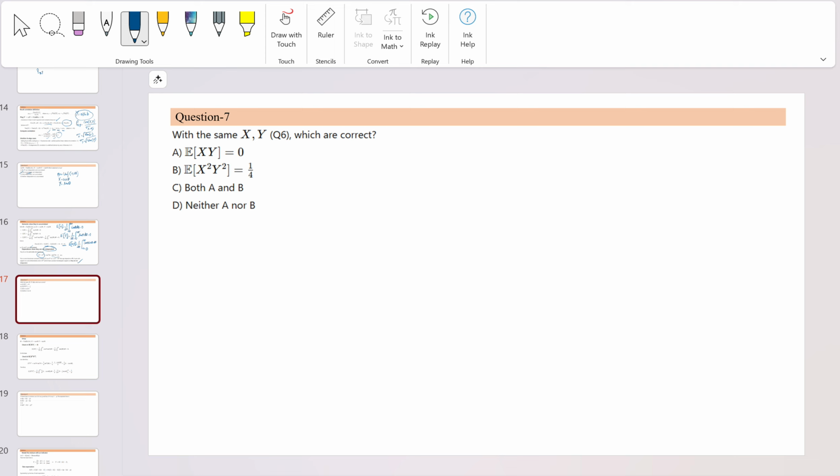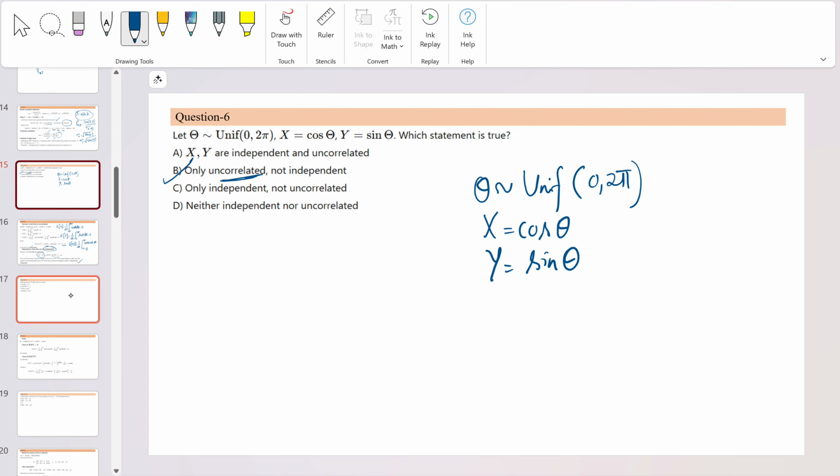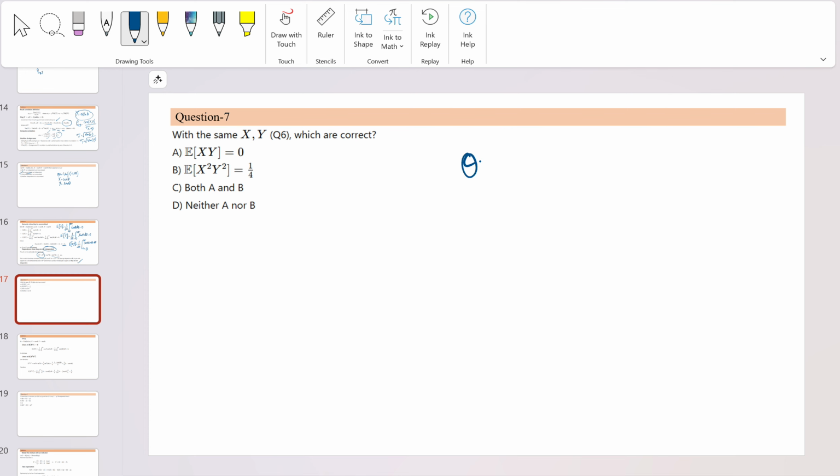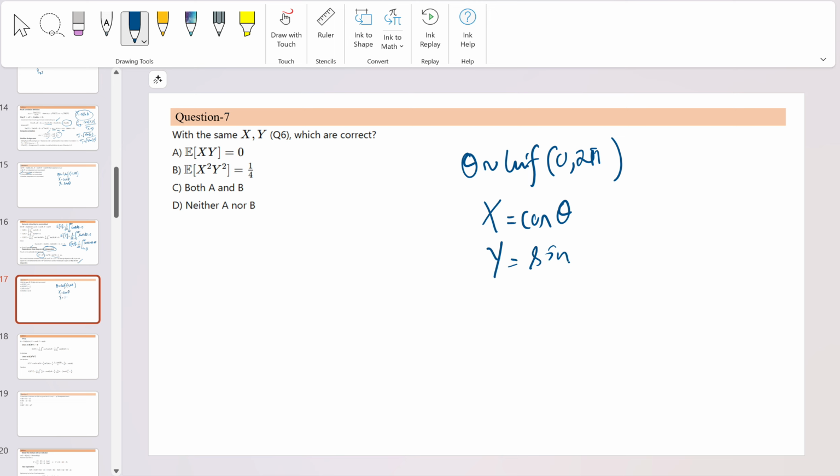When you see this problem, it is saying with the same x and y given in question number 6: theta is uniform distribution in 0 to 2 pi, x is equal to cos theta and y is equal to sin theta. It is asking which option is correct: expectation of xy is equal to 0, expectation of x square y square is equal to 1 by 4, both a and b, or neither of a and b.